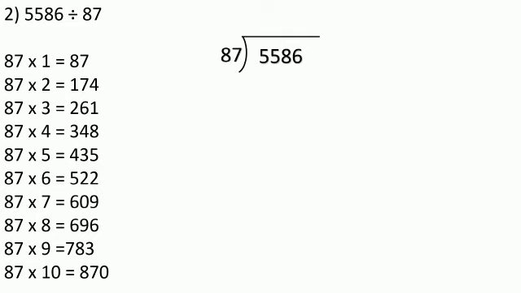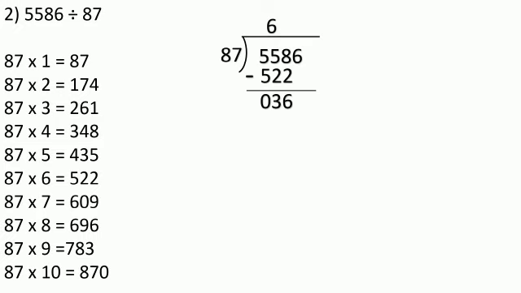So 87 sixes are 522, so we can take that number. Okay. Now let us do the subtraction. After this step we have to do the subtraction. First, units place: 8 minus 2 is 6. 5 minus 2 is 3. And 5 minus 5 is 0. So you got 0 and 36 as the remainder.